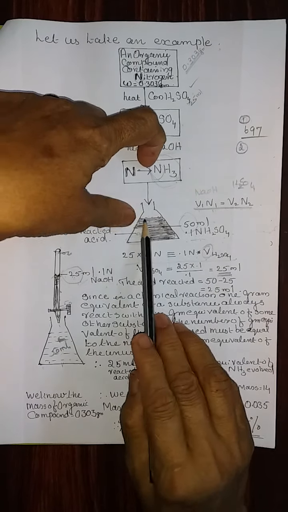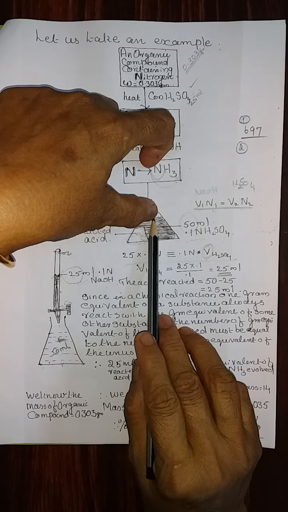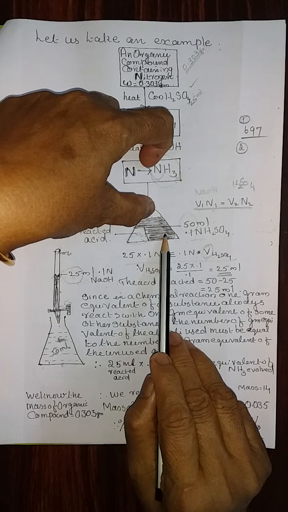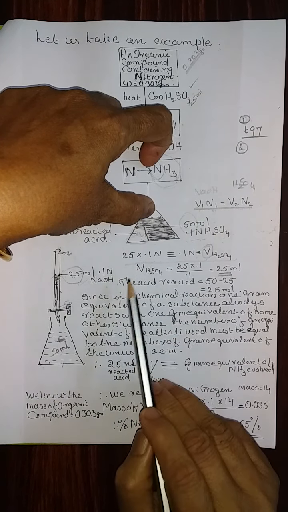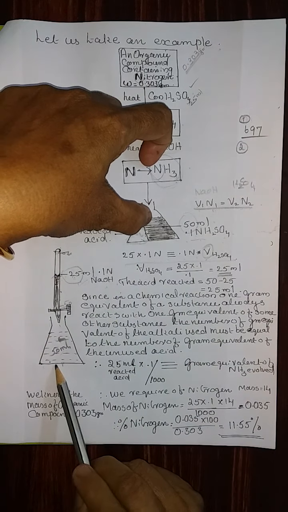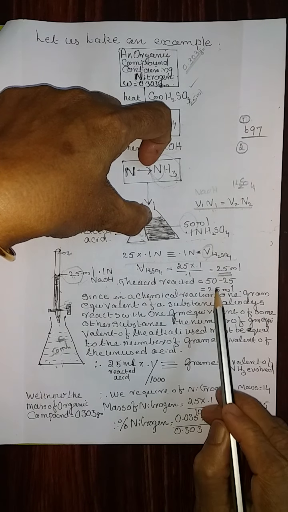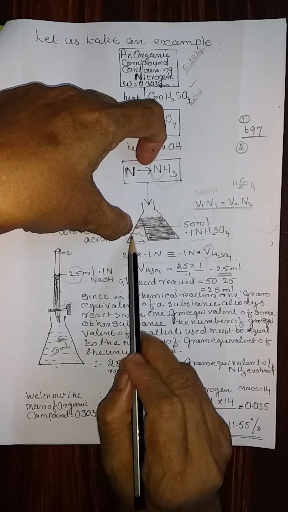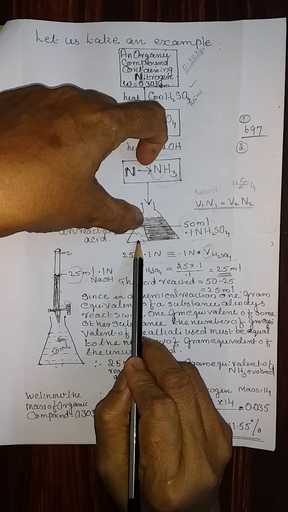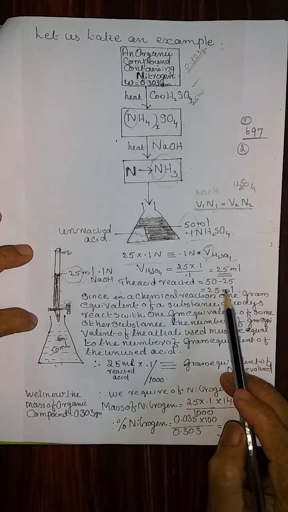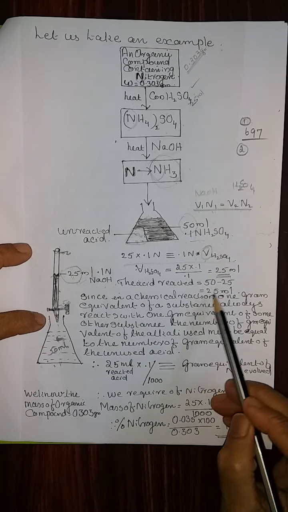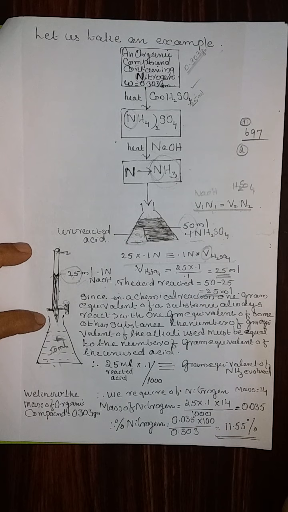That means a reaction has already taken place here between the ammonia and sulfuric acid, but we want to know how much is unreacted. That is called back titration. And the unused acid is equal to the sodium hydroxide. From that titration we determine the acid reacted is 25 ml.